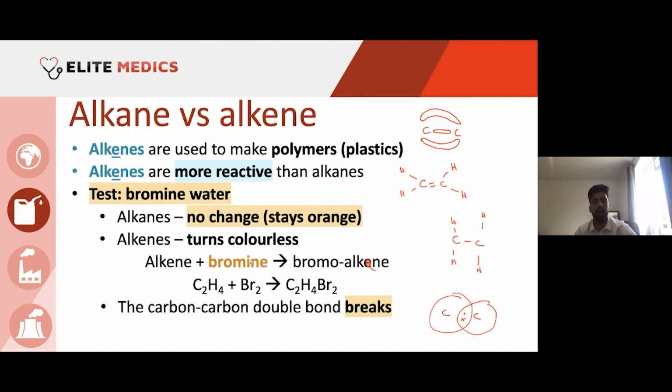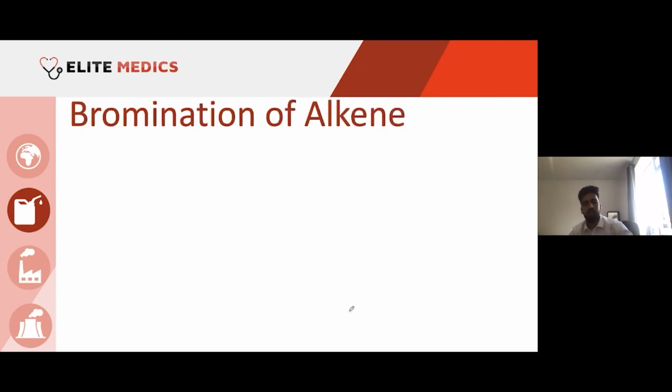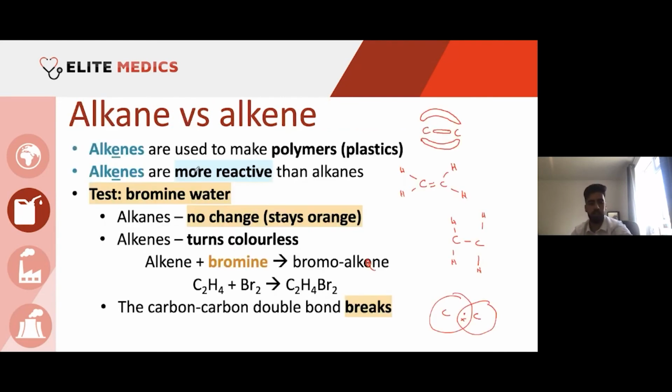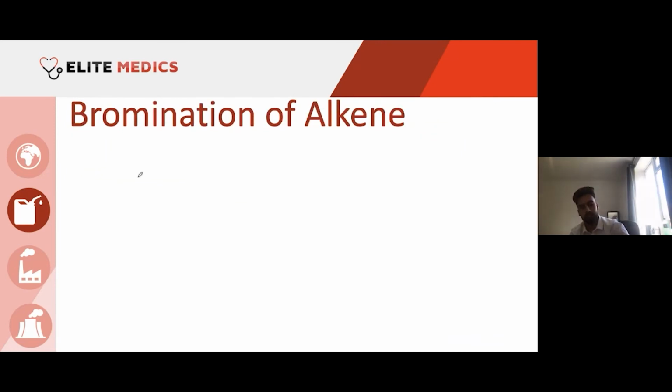But let's actually see what happens in terms of the carbon-carbon double bond breaks. So we're going to look at this bromination of an alkene. So we're using ethene. So let's take our ethene. Okay. Right. And we have our bromine molecule that comes towards it. Okay, that's going to react with the alkene. Okay, so what's going on here?